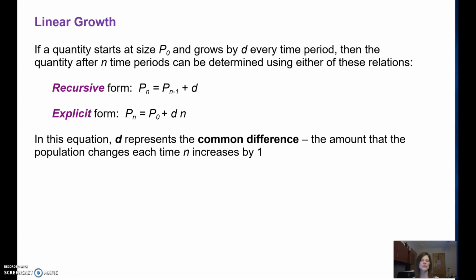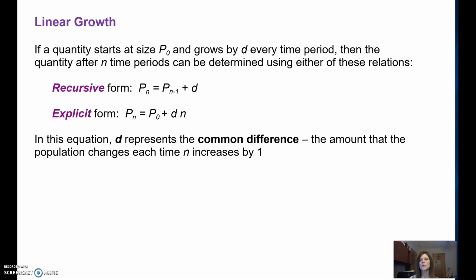In this video, we want to take a look at using our linear growth formulas to answer some questions. As a quick review, we had two ways of modeling linear problems, and that is recursively and explicitly. The recursive formula tells me how to find the very next thing. It's defined in terms of the one right before. So we say p sub n is equal to p sub n minus 1, the value right before this one, plus d, where d is the common difference.